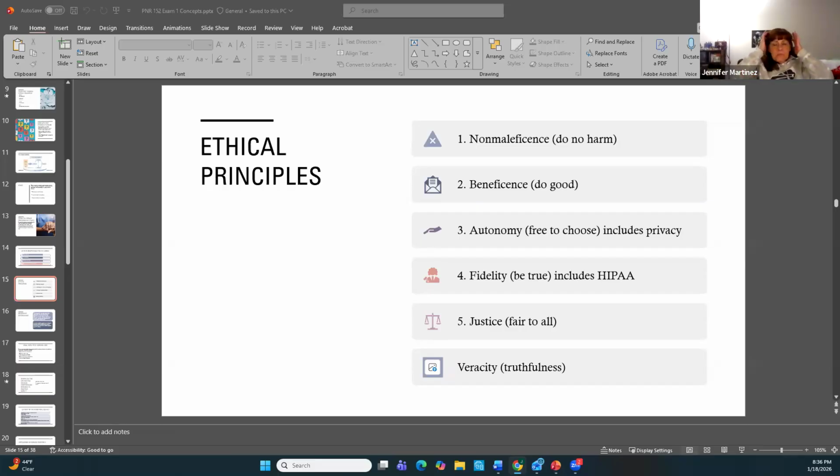And so HIPAA is really important, right? We want to make sure that we don't disregard HIPAA, that we maintain their privacy. And justice, right? Fair and equal treatment, regardless, right? So recognizing and avoiding any personal bias, right? So always putting your personal bias aside and caring for your clients.